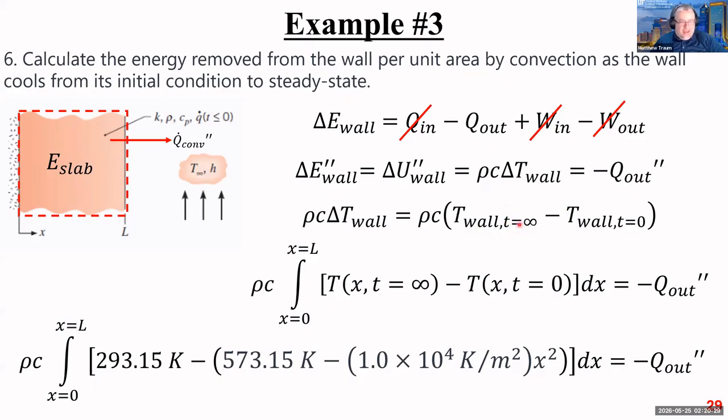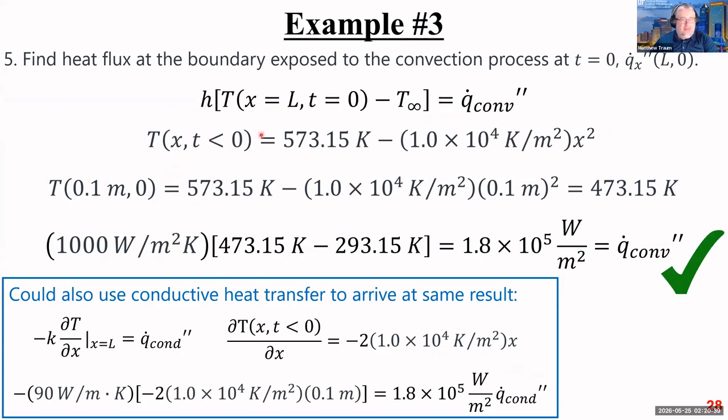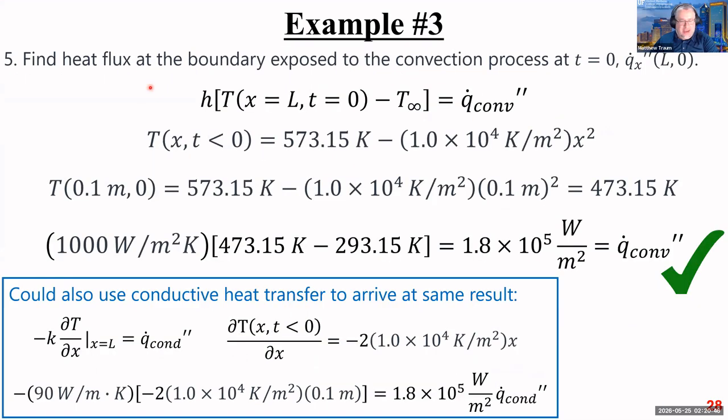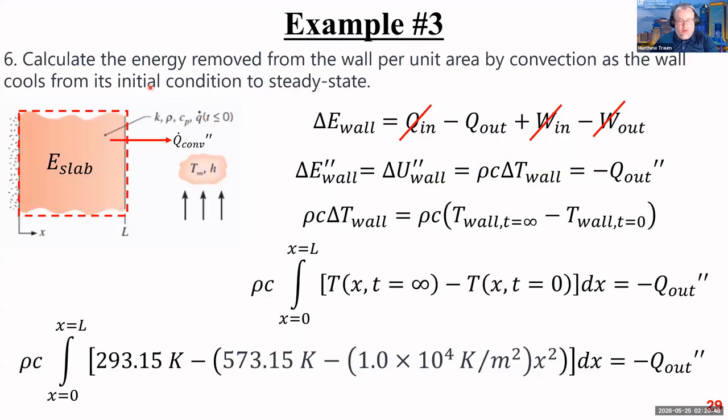This would be fine if the temperature of the wall were uniform in space, but it's not uniform in space, right? Remember, I have that weird equation, right? This equation that tells me what the temperature profile is in the slab at all time before time equals zero. And so this is not strictly correct because this temperature actually changes with spatial location into the slab.